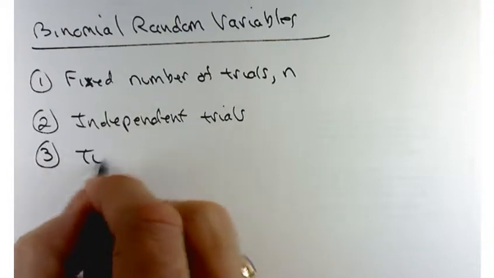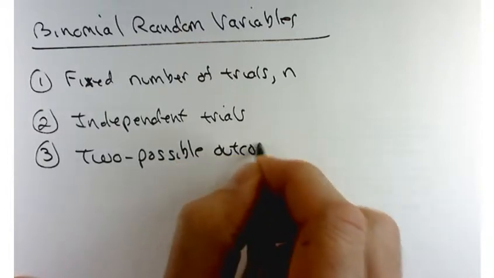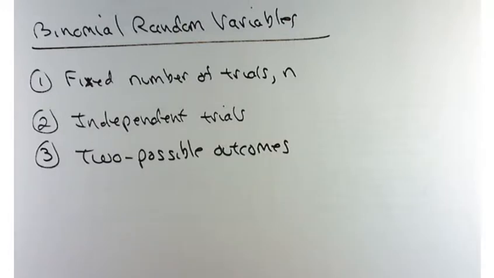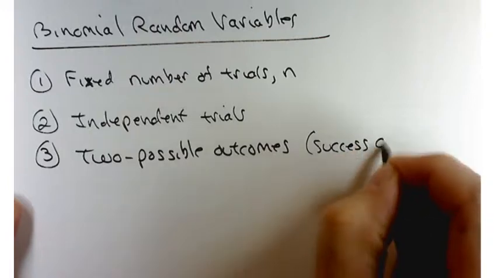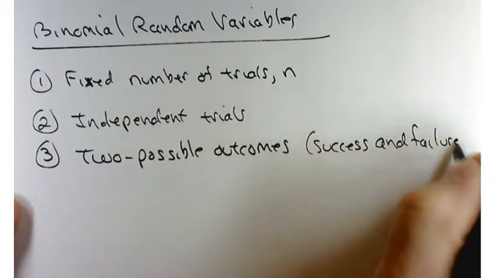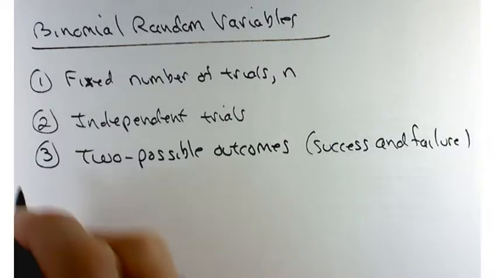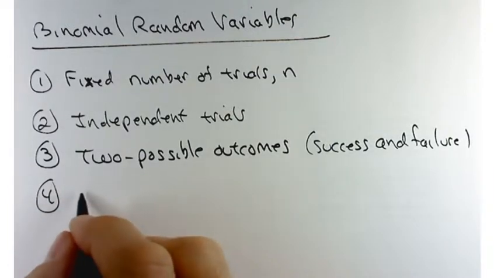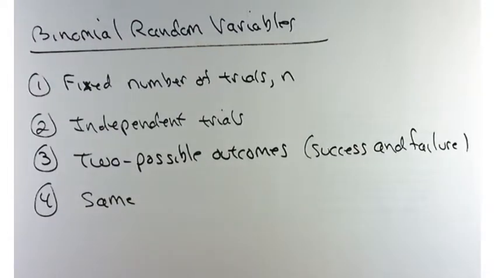There are 2 possible outcomes. Generically, success and failure. But it could be heads and tails. It could be boy or girl, Democrat or Republican, maize and blue or Spartans. But 2 possible outcomes. And finally, the same probability of success throughout the experiment.